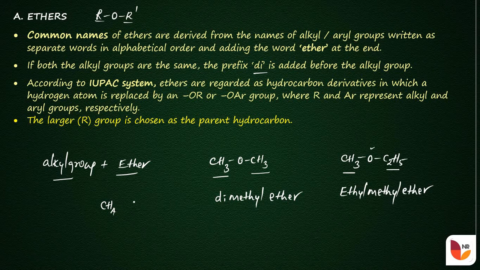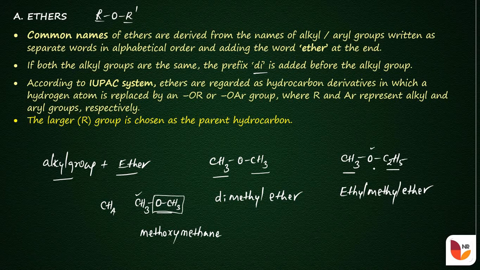Here one of the hydrogen atoms is replaced by the alkoxy group, that is, the methoxy group. So the molecule is to be represented as: this group is written as methoxy, the root word is meth, and the nature of the bond is ANE. So it is methoxy methane.